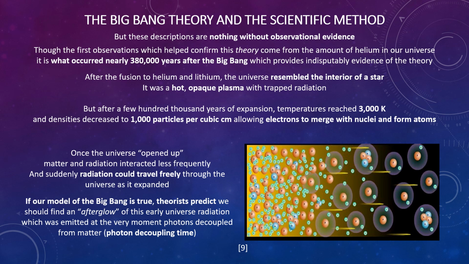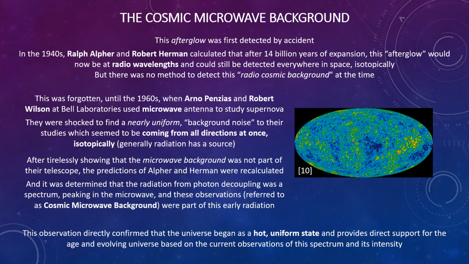If our model of the Big Bang is true, theorists predict that we should find an afterglow of this very early universe radiation, which was emitted at the very moment photons were no longer trapped by matter, which we call the decoupling time. When did photons finally have the low densities around them necessary to move without being absorbed? So when the photons were finally free from matter and could spread throughout the universe, it created this afterglow.